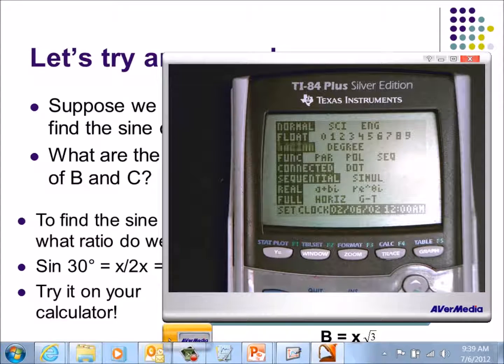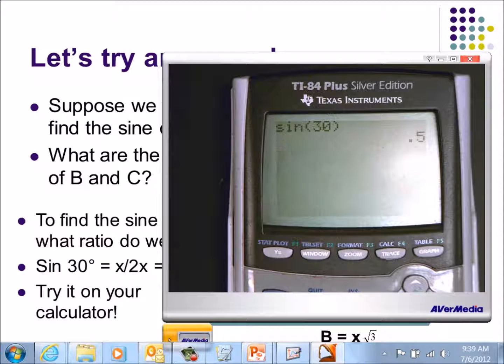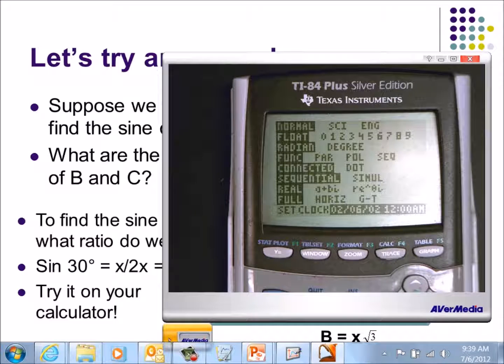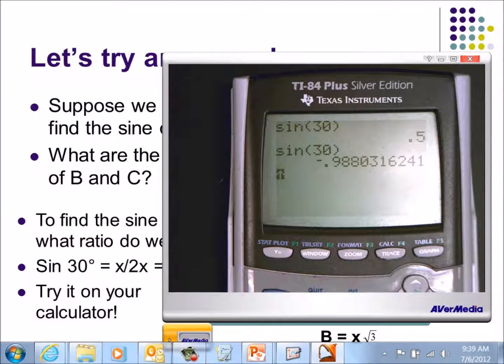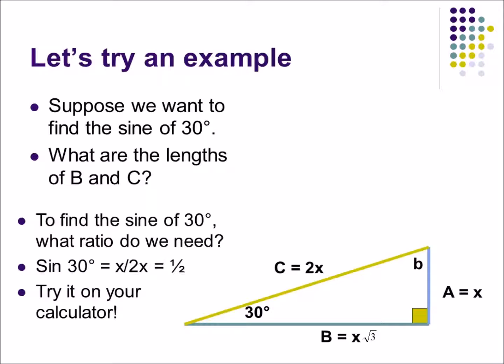If you mistakenly have your calculator in radian mode, we'll talk about what a radian is later in the course, but if you have it in radian mode, you're going to get negative 0.988 instead of 0.5. So if you're getting negative 0.988, that just means your calculator is not in degree mode. So go back in there and change it to degree mode, and when you do that, you should get 0.5. If you can't figure out your calculator, come and see me and I will help you with that.